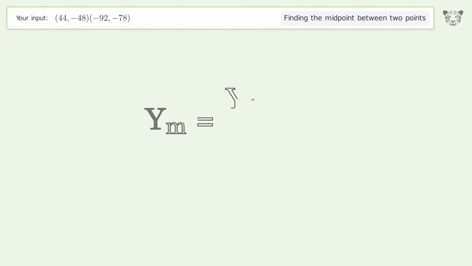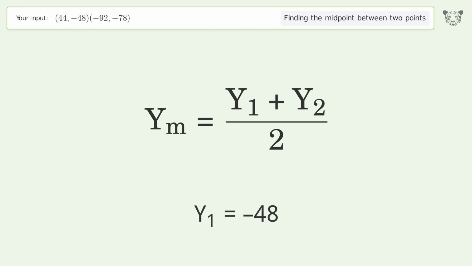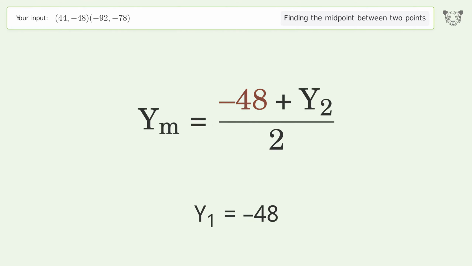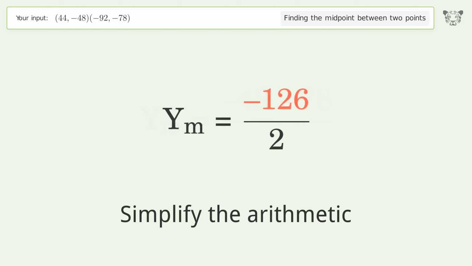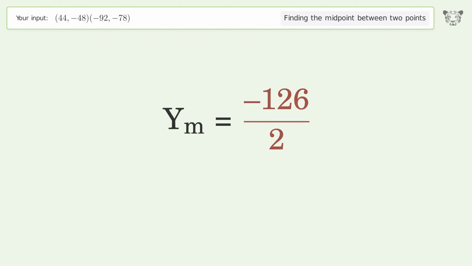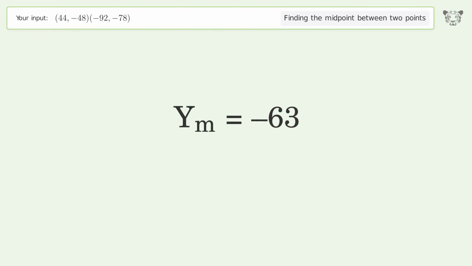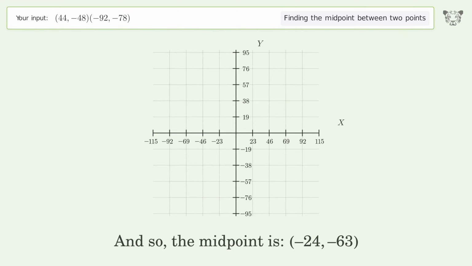Use the y values in the midpoint formula to find the midpoint's y. y1 equals -48. y2 equals -78. Simplify the arithmetic. And so, the midpoint is -24, -63.